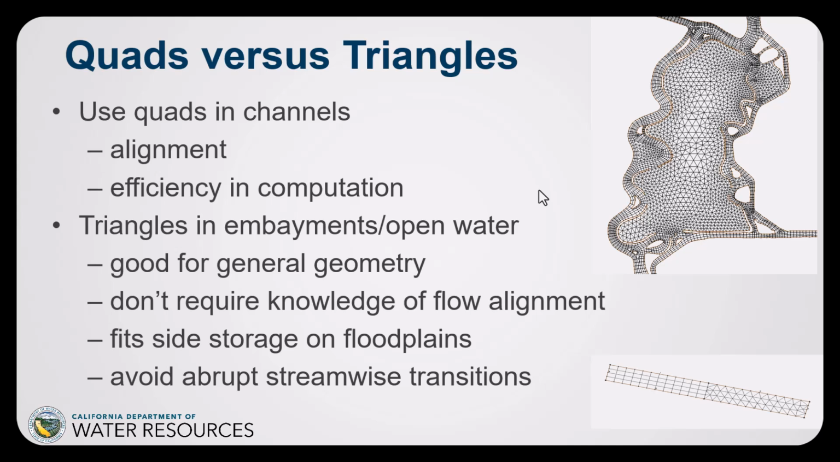Side storage, again, floodplains, and also one thing to point out, shown kind of in the bottom right of this slide, is that we always try to avoid abrupt streamwise transitions in any part of the algorithm, but also between quadrilaterals and triangles. A numerical boundary layer will develop here, particularly if it's in an area with baroclinic exchange, like I ran into once with a section of Carquinez Straits.